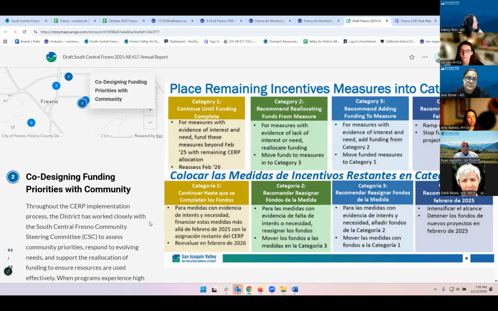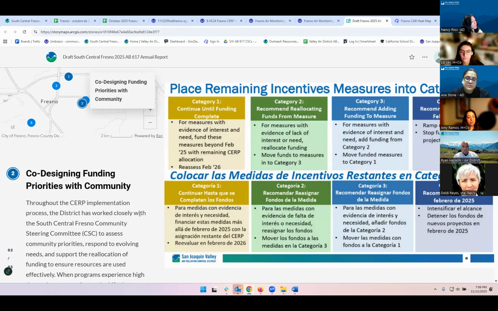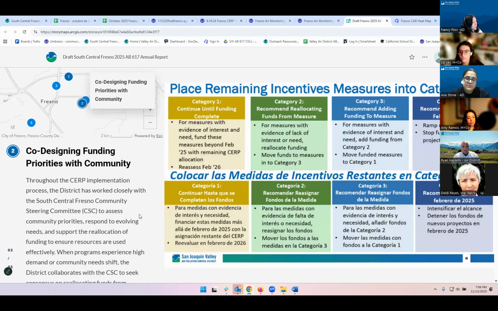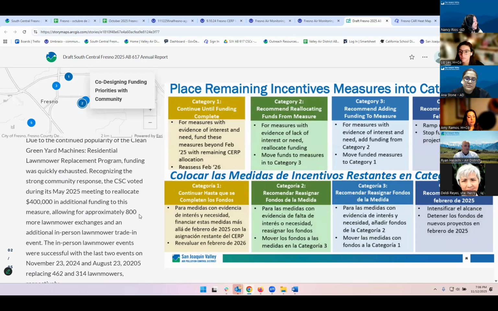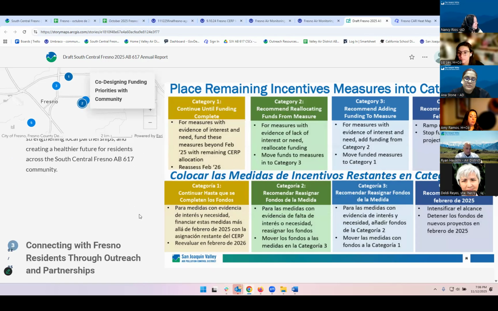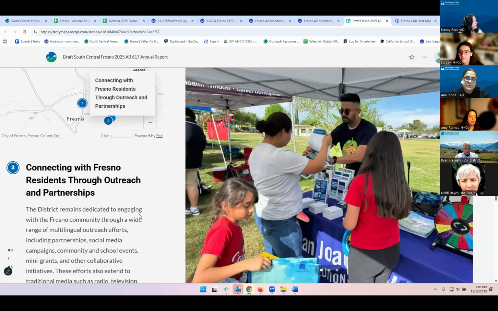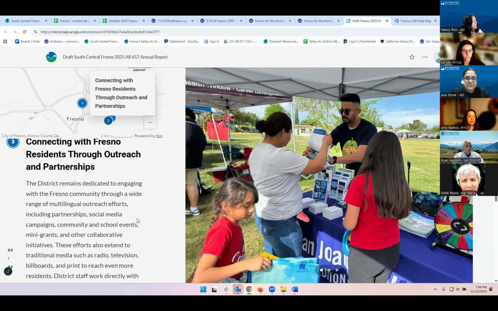And so if you keep scrolling, you will also see other topics such as funding reallocation with the community. And keep going, we'll also see our outreach efforts out in the community. And so this is something that we always encourage the CSC to let us know if there are any upcoming events. And of course, we will try and do our best as long as staff is available to go out into the community and promote our programs and just educate the public.